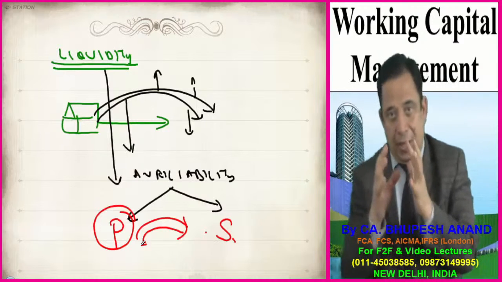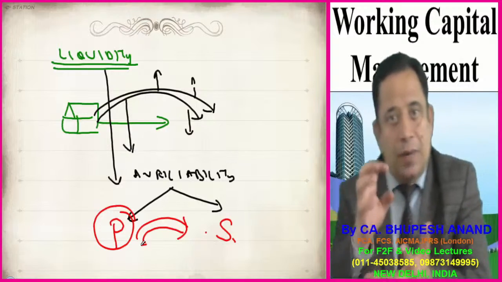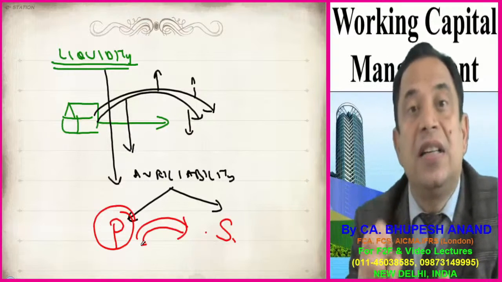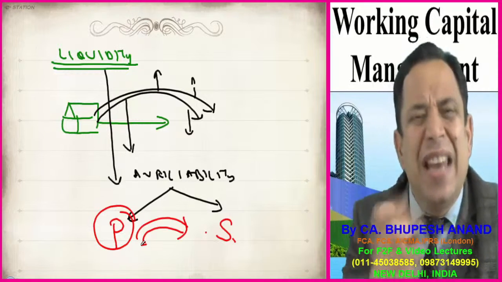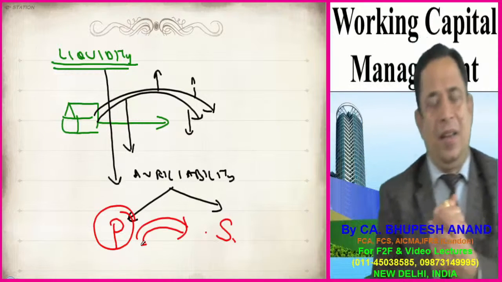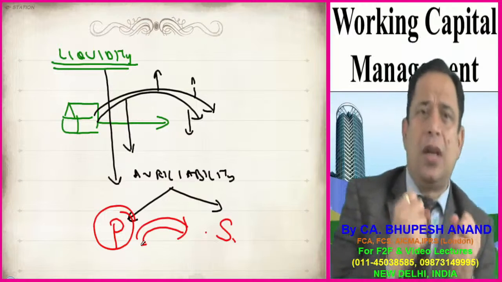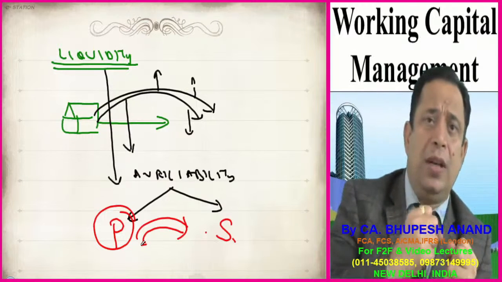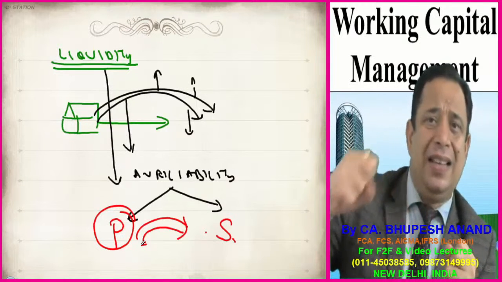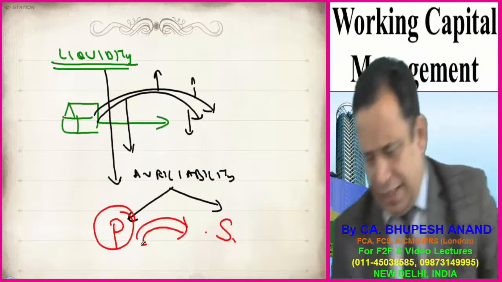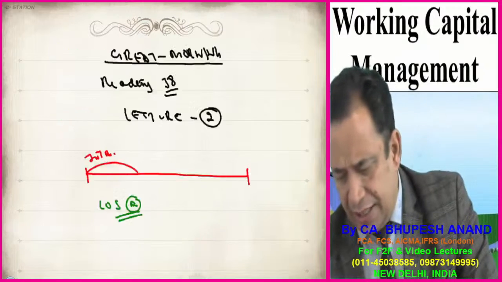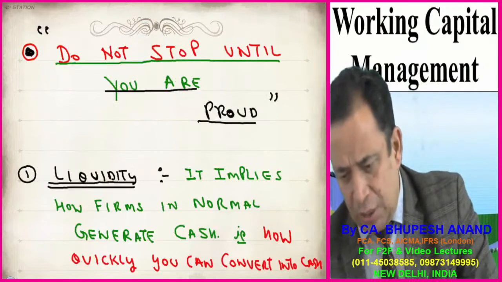But may I tell you that this secondary source of liquidity is not considered a positive sign for any entity, because liquidity should come from the primary source. Then only I will say this company has a positive feature. So let's write down something on this. These ideas we will be writing down.